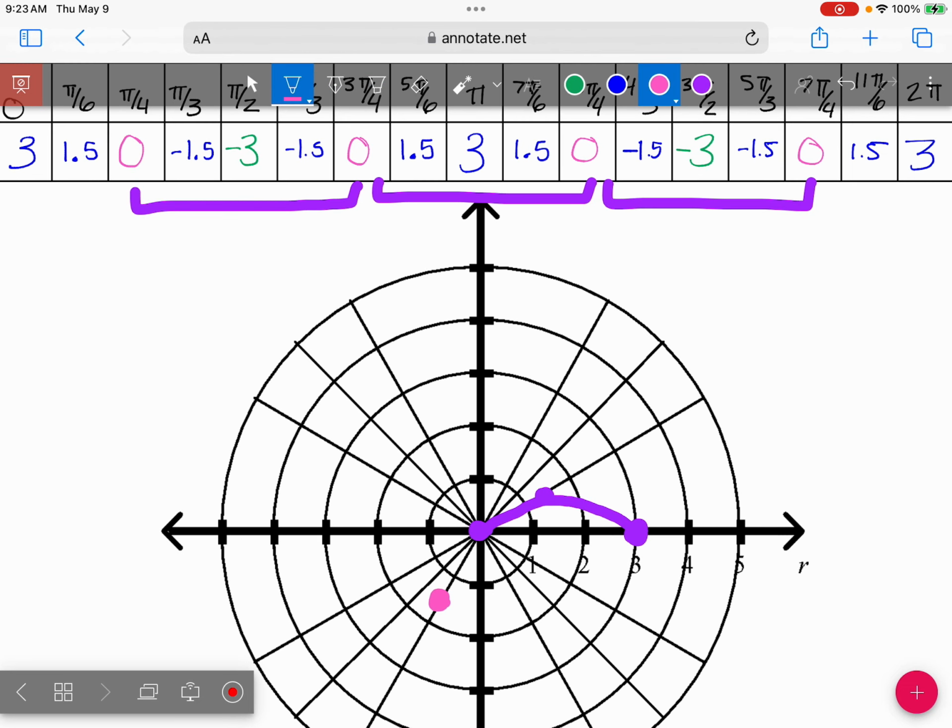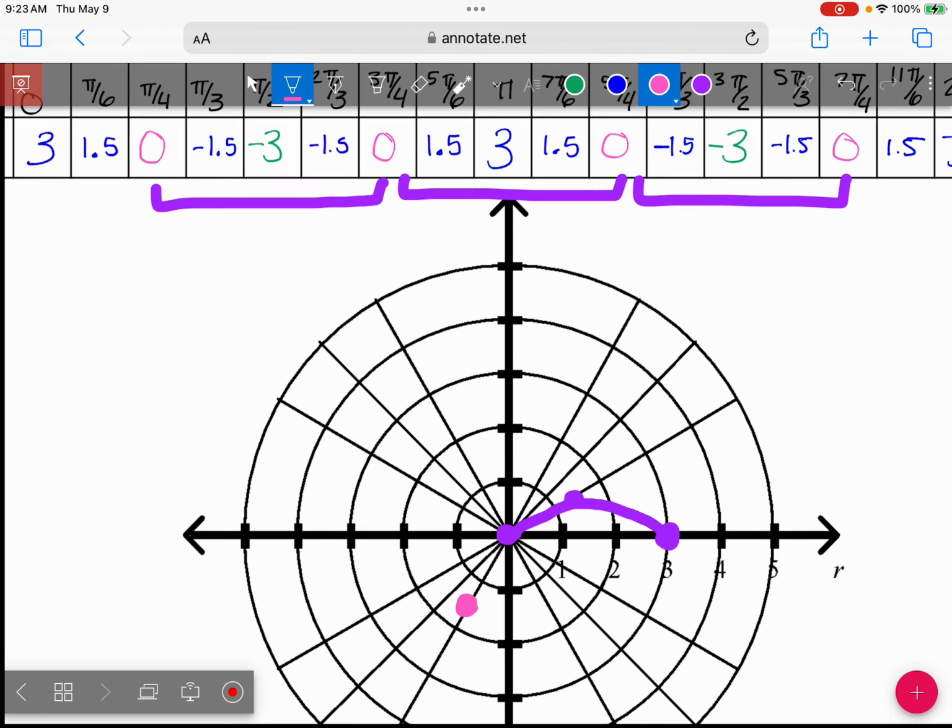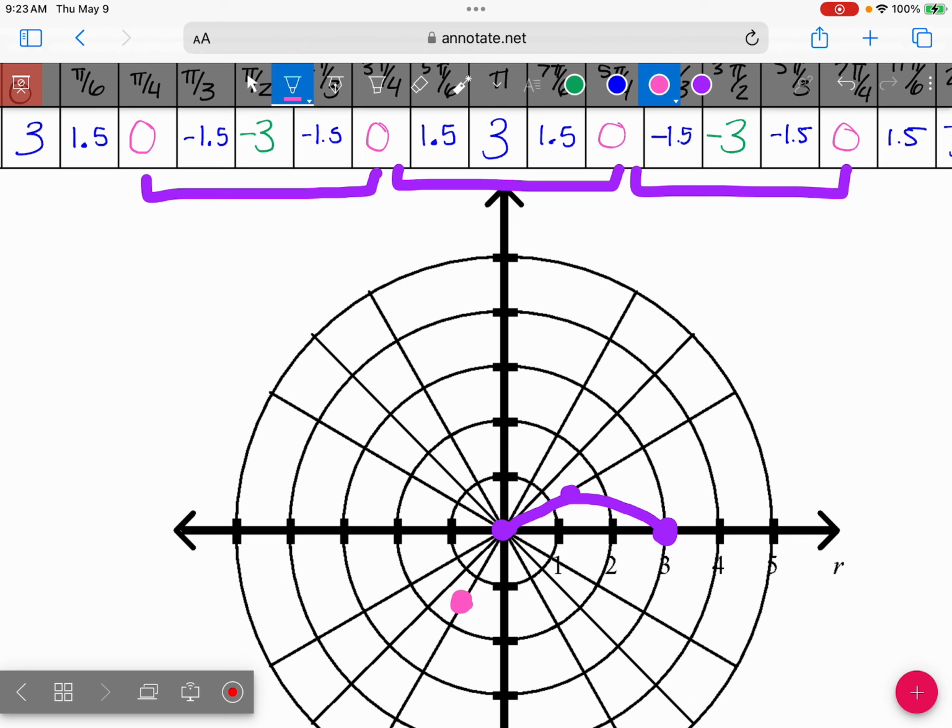Trying to make it so we can actually see everything at the same time. And it's a balancing act because my iPad views things slightly differently than the screen does. There we go. So then we're doing our pi over 2, negative 3. 1, 2, 3 down here. 2 pi over 3, that's on this angle, but we have a negative 1.5, so it's down here.